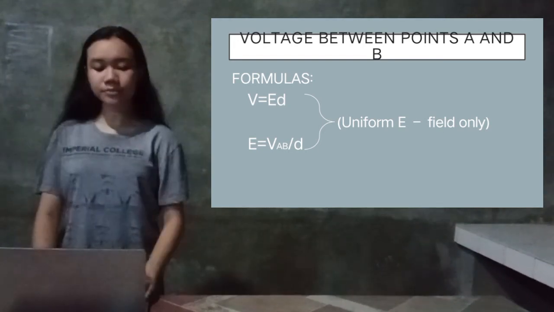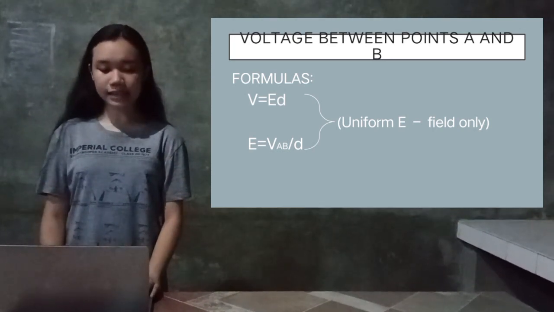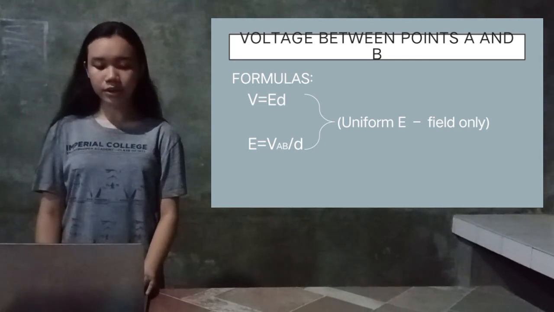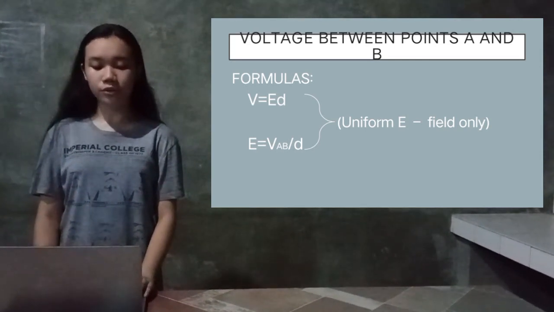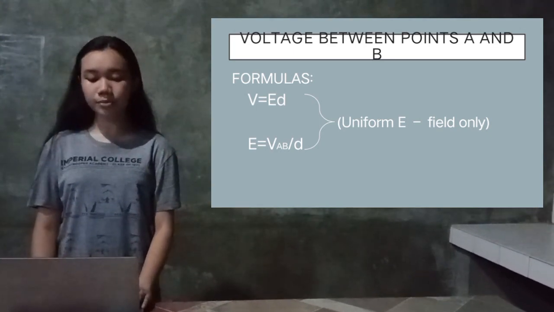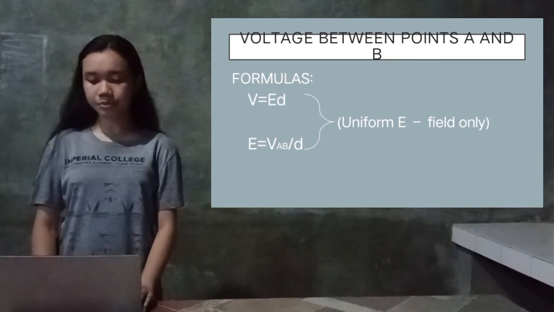Formulas: voltage equals electric field times distance, and electric field equals voltage AB over distance. These two are for uniform E, or electric fields, only.